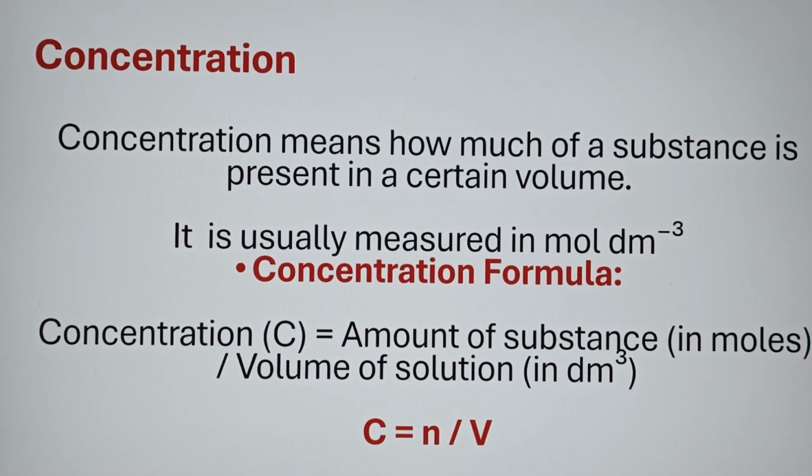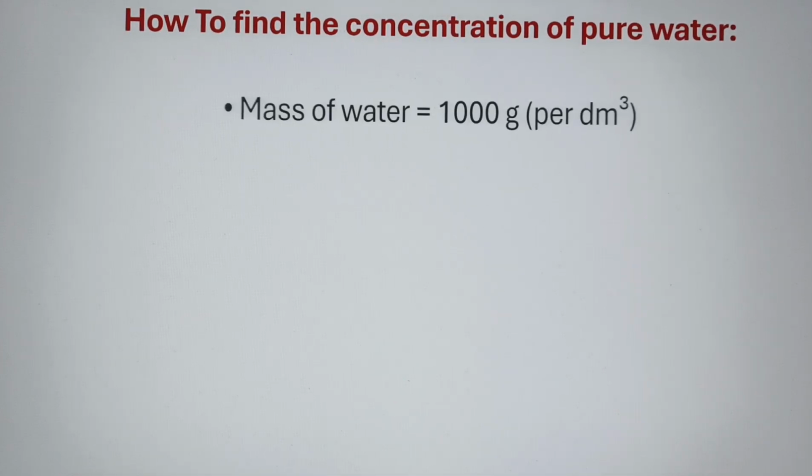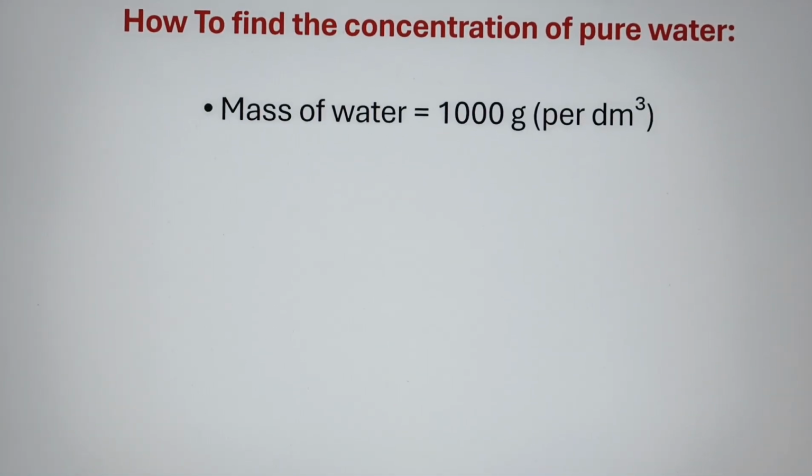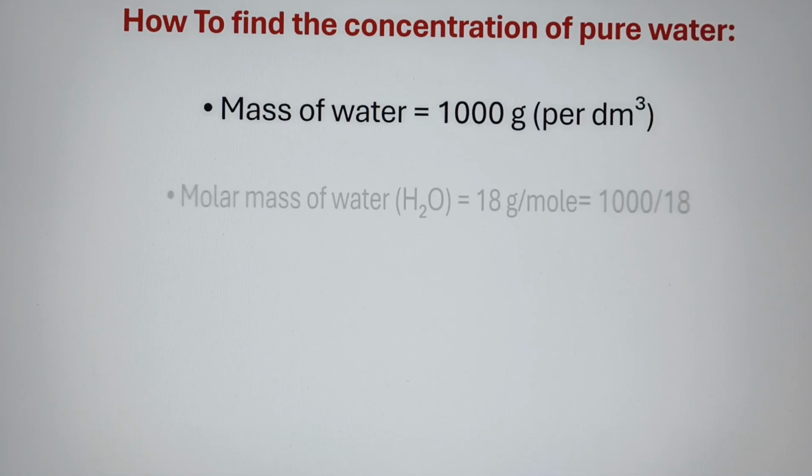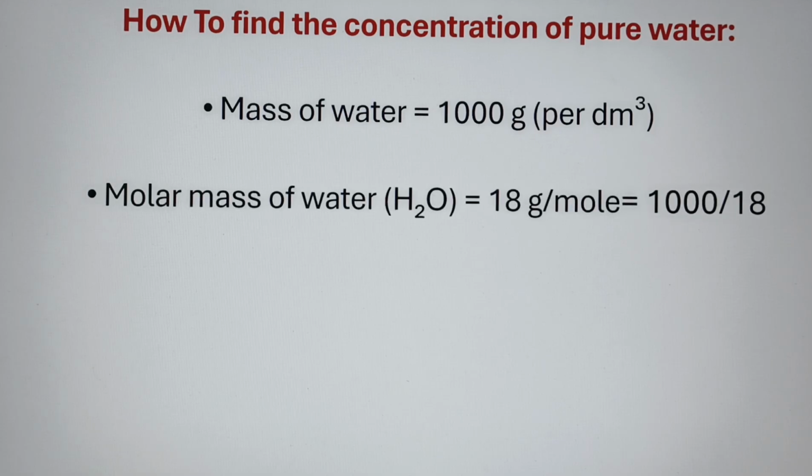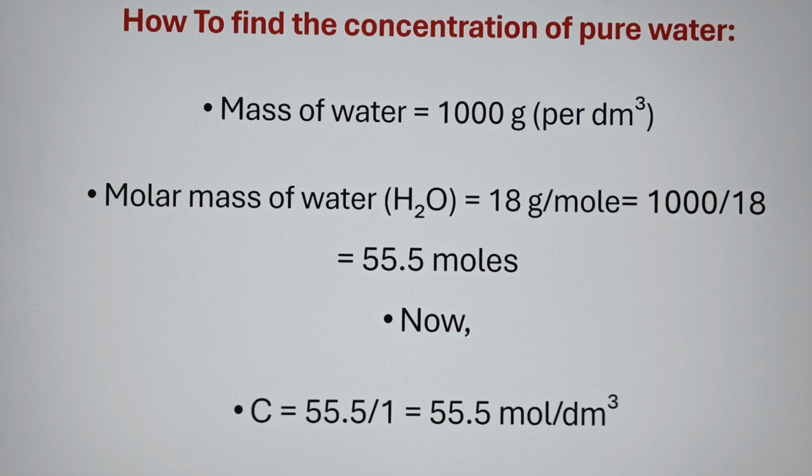Next, we see how to find the concentration of pure water. As we know, the mass of water is 1000 gram per decimeter cube. The molar mass of water is 18 gram per mole. So by putting these values in this formula, we get n equal to 55.5 moles. Now C is equal to 55.5 mole per decimeter cube.